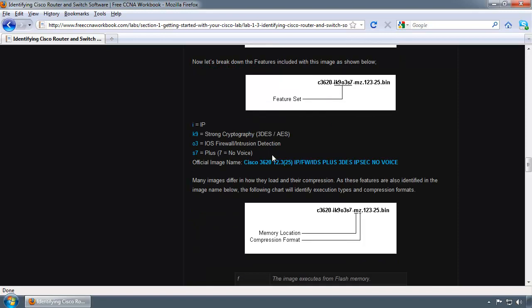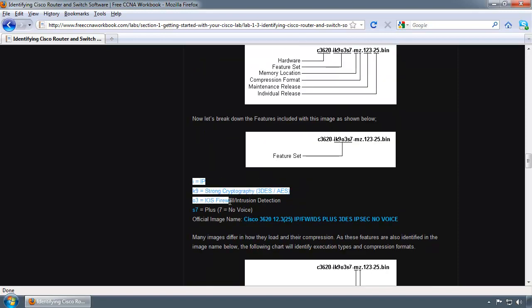And as you can see here, I did break out the image features: I is IP, K9 is strong cryptography, and O3 is IOS firewall intrusion detection. And S7, S is commonly a plus feature.